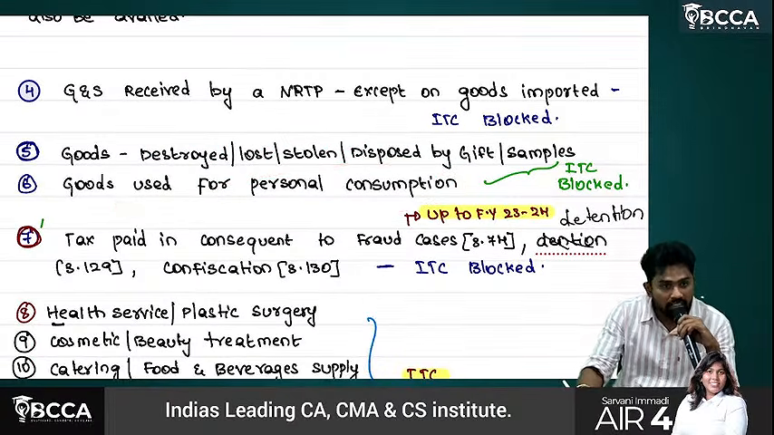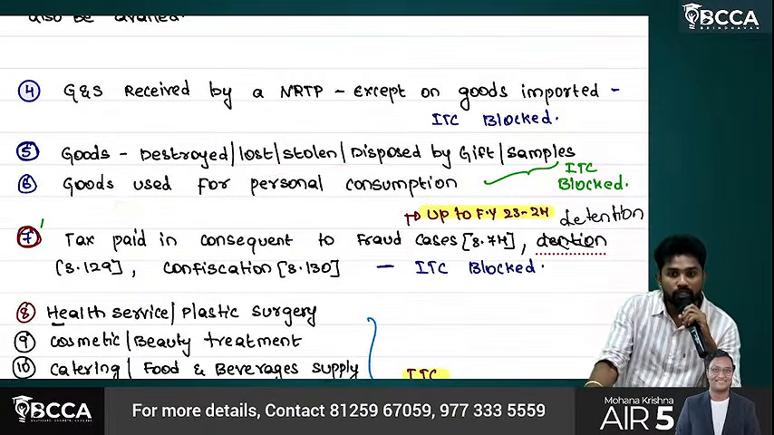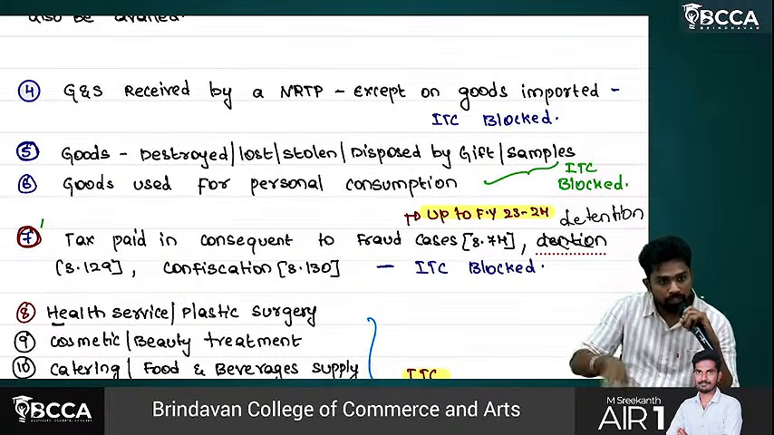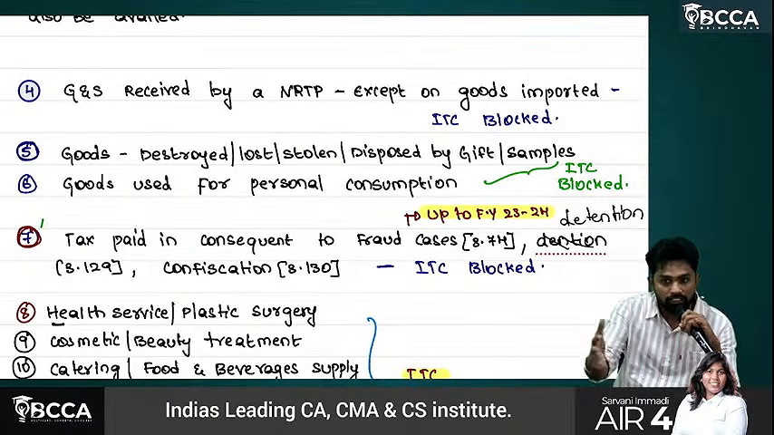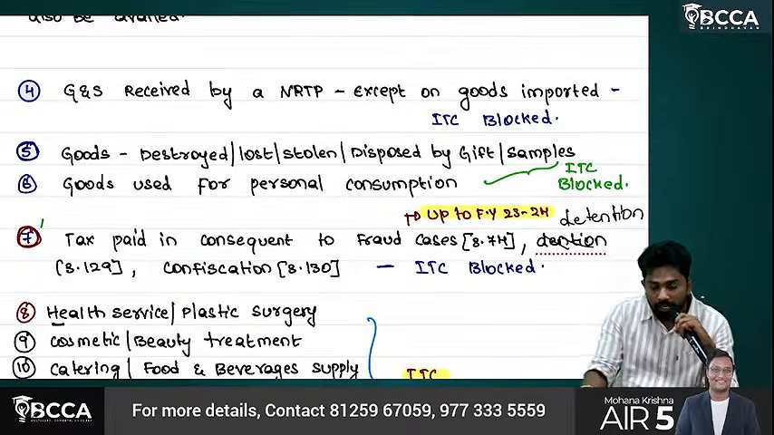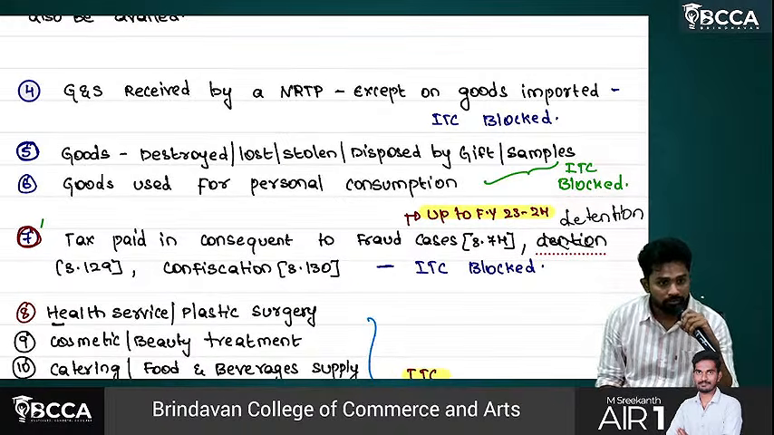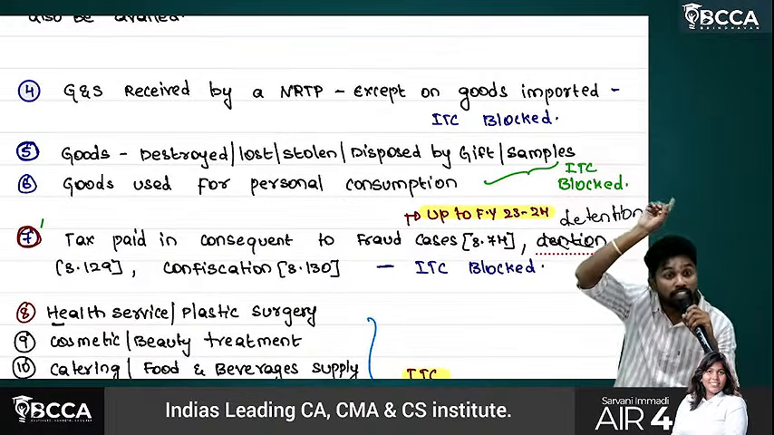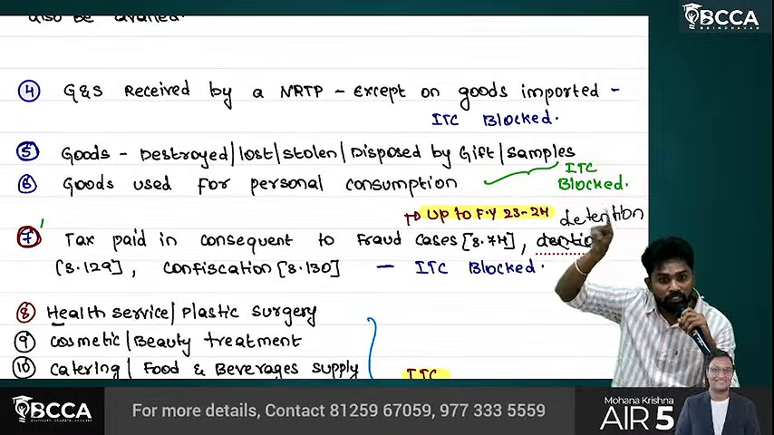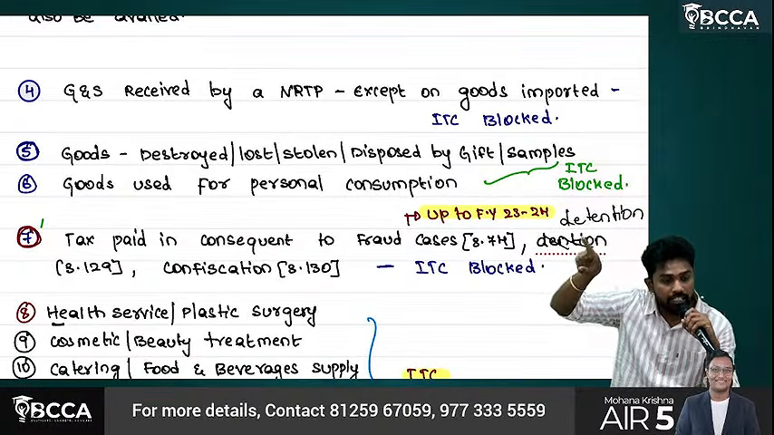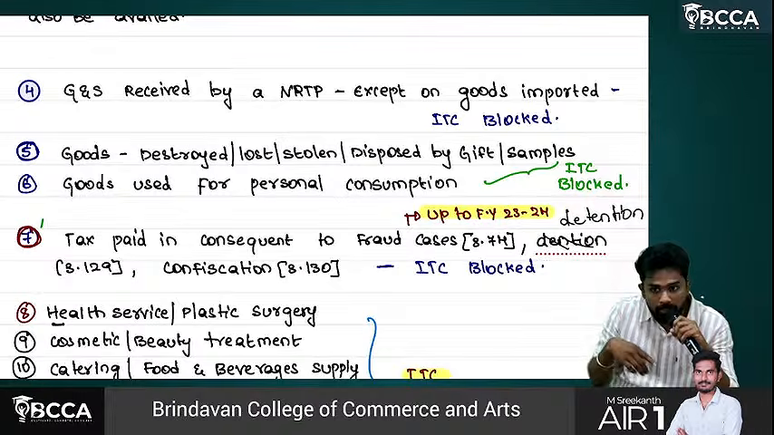Okay. Then, goods that are destroyed, lost, stolen or disposed of by way of gift or samples, or goods used for personal consumption. Sir, during the transit or any period, if goods were disposed, lost, stolen or given as gift samples, then you cannot avail ITC. Sir, you availed ITC, then they were lost. Then it has to be treated under Schedule 1. Permanent transfer or disposal of business assets on which ITC has been availed, treat them as deemed supply.